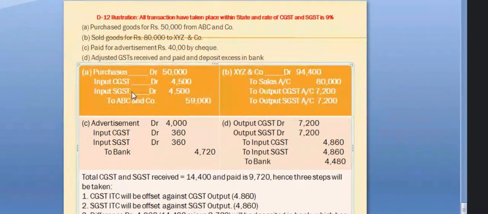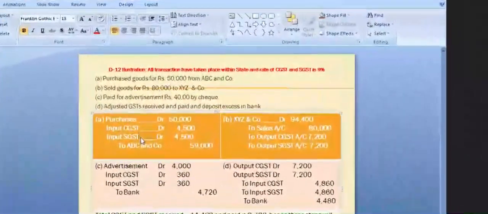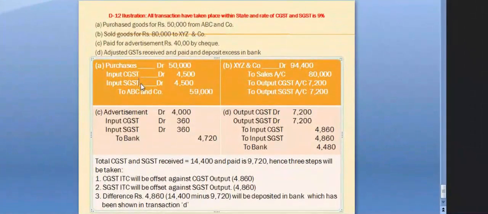But because there is GST also, both GSTs will be debited, being expenses. Input central government and input state government, CGST and SGST. Both will be equal: input CGST as 4,500, input SGST as 4,500. So ABC will be credited for rupees 59,000. We will pay how much to ABC? 59,000. Of this, 50,000 will be his money and 9,000 will be GST, in such a way that 4,500 is central government and 4,500 is state government.